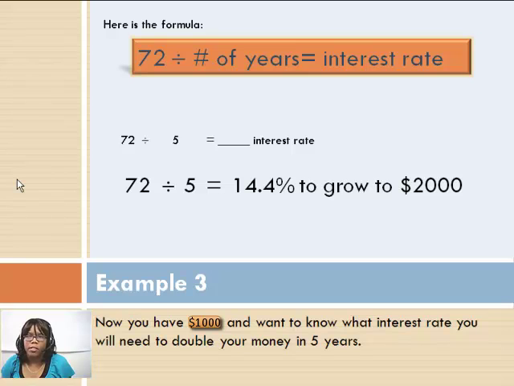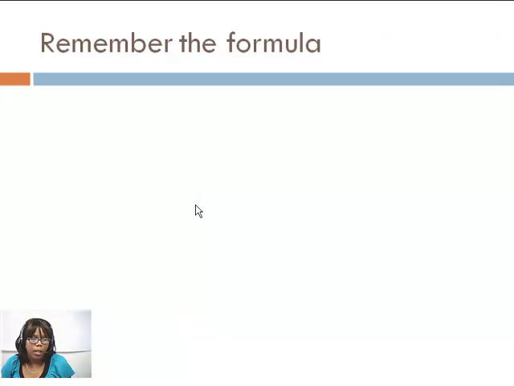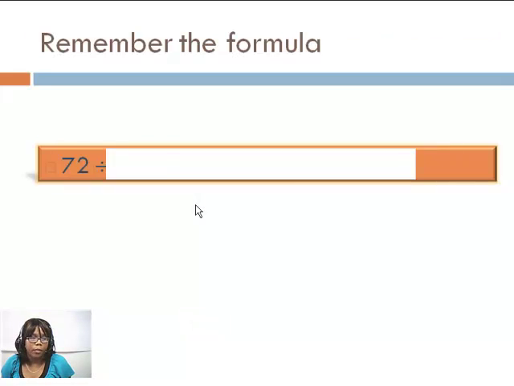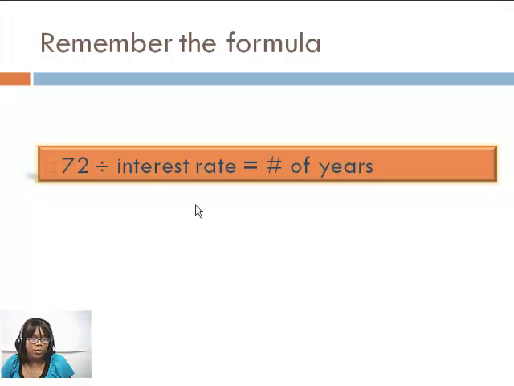That's going to be a pretty risky investment, probably stock market. You find a stock or a group of stocks that give you an average return rate of 14.4%, and that's how you'll grow your money from $1,000 to $2,000 in 5 years. Just remember the formula, the rule of 72: 72 divided by the interest rate equals the number of years to double your money.